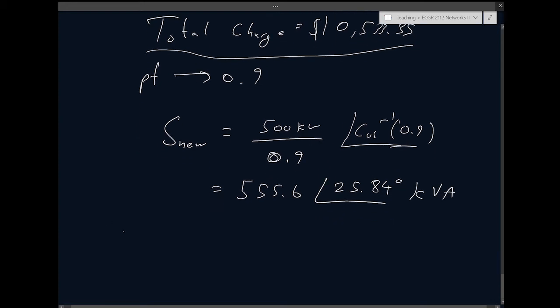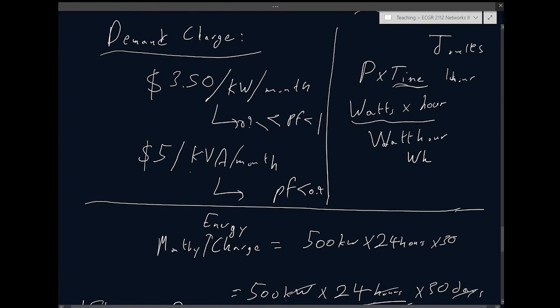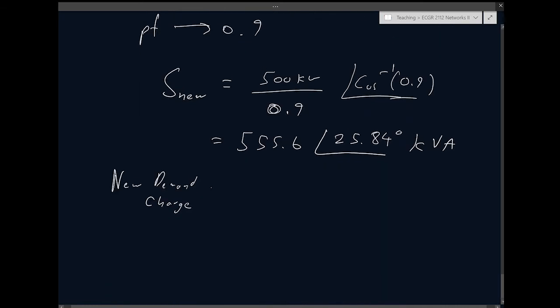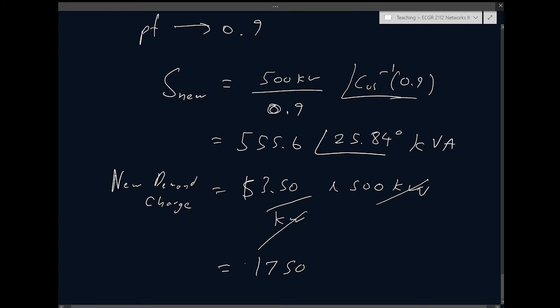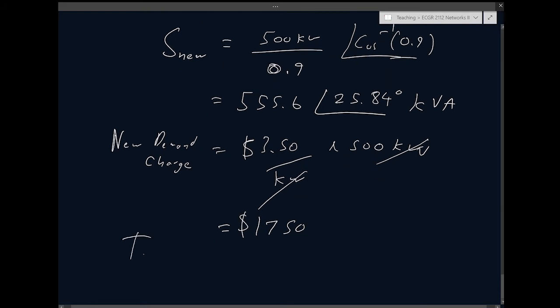Okay, so the new demand charge now. They succeeded in raising their power factor to 0.9, so now we use this rate, 3.5 dollars per kilowatt times 500 kilowatts. We end up with 500 times 3.5, which is $1,750. So now the total charge is going to be $8,950. Okay.